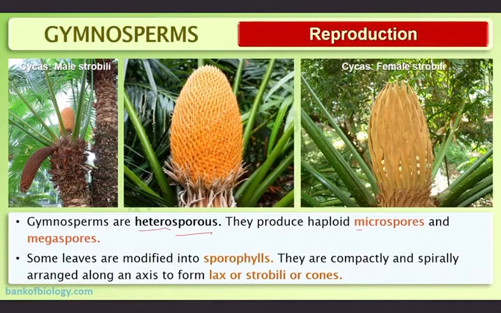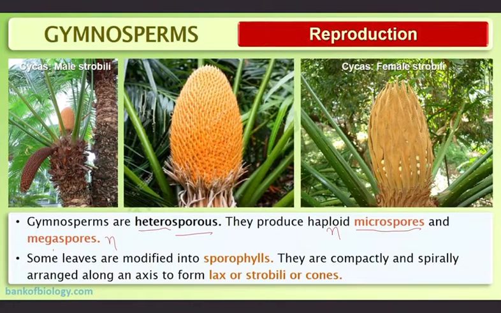What about reproduction? Gymnosperms are heterosporous, where hetero means different. Different spores are there, that means in size and shape, both the spores will vary. So they are producing haploid microspores. Micro means small sized spores, but remember they are haploid, n number. And megaspores, big sized ones, but they are also n.